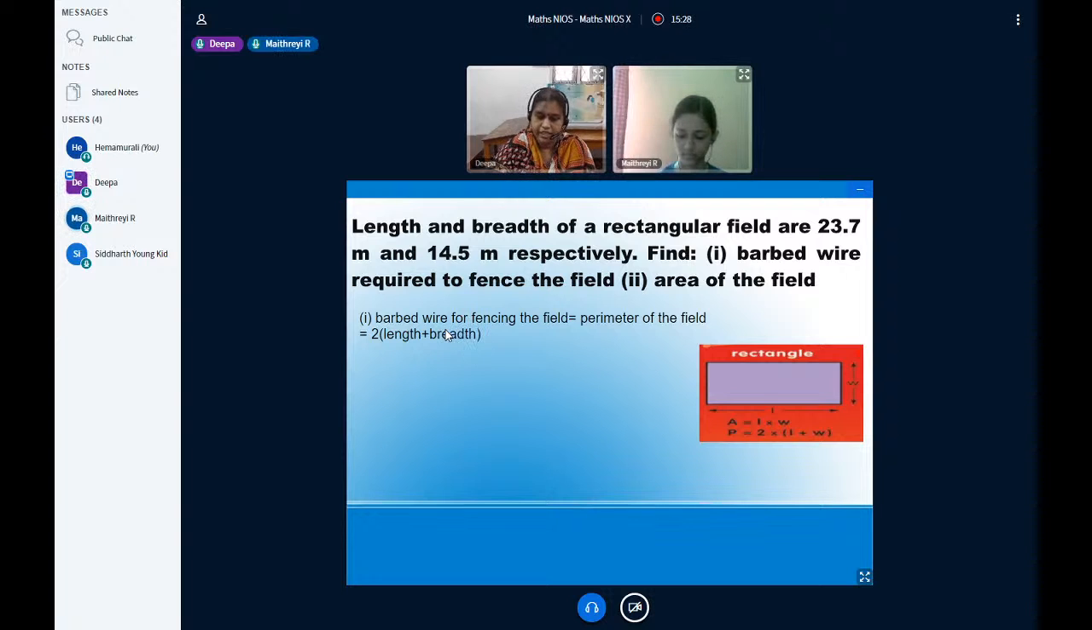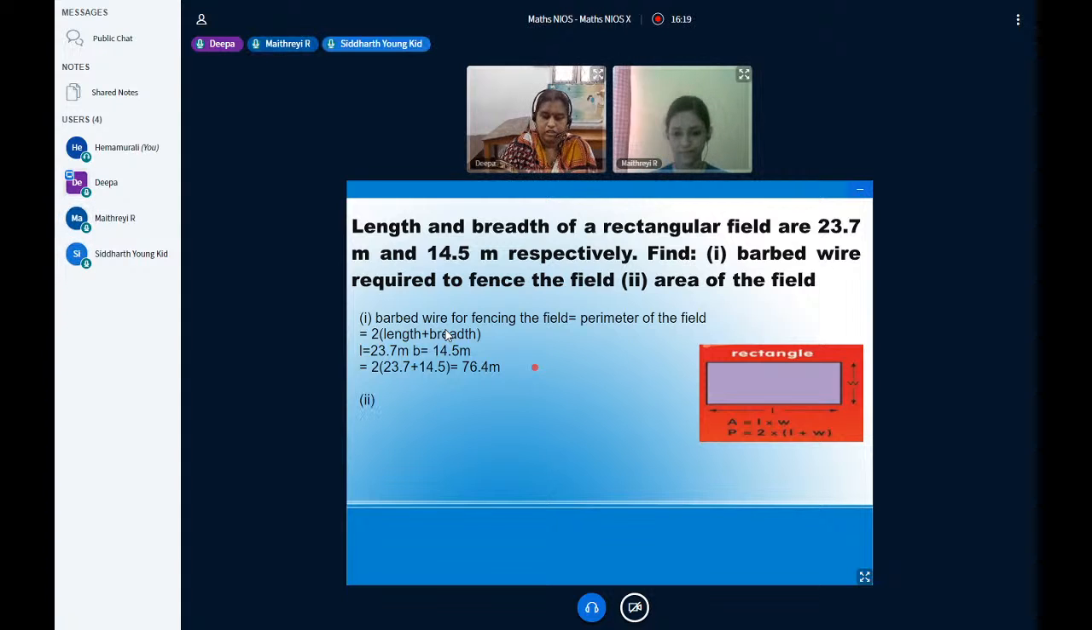So what is the length? Length is 23.7 meter and breadth is equal to 14.5 meters. Okay, we'll substitute it now. 2 into length is 23.7 plus breadth is 14.5. When we add it and multiply it, we will get how much? 76.4 meter. Let's add this length and breadth and multiply with the 2. We will get the perimeter of the field, that is 76.4 meter. Clear? Any doubts?